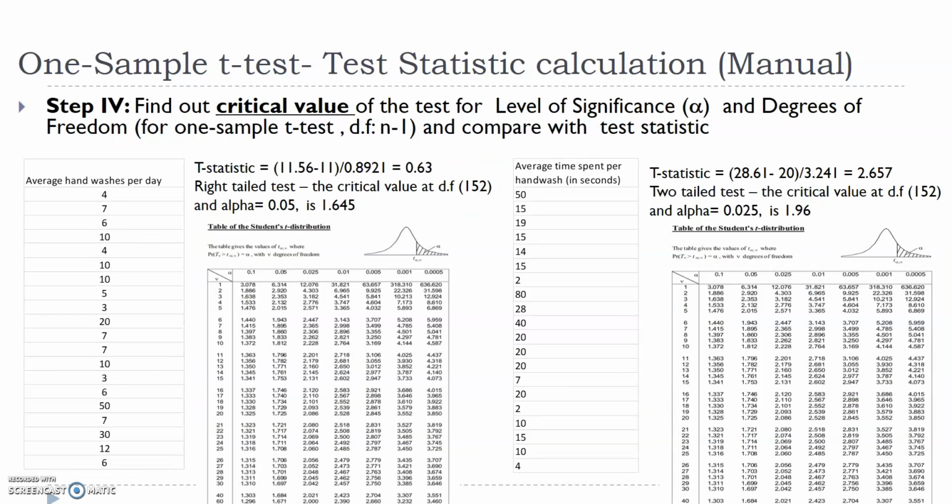Next we'll see the critical value. How do you find the critical value? Like I said, for the critical value you need two parameters. One is the level of significance, which we have assumed to be 5% for our research objective, and the other is degrees of freedom. Degrees of freedom for a one sample t-test is n minus 1, where n is your sample size. I'll be using the same t distribution for both objectives.